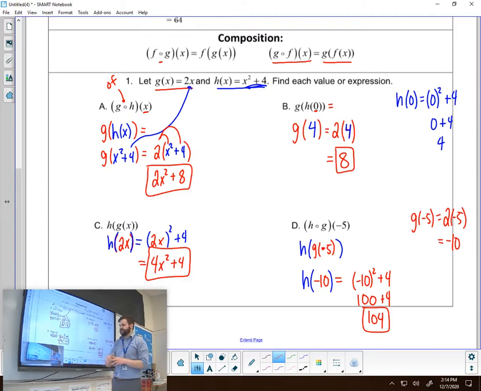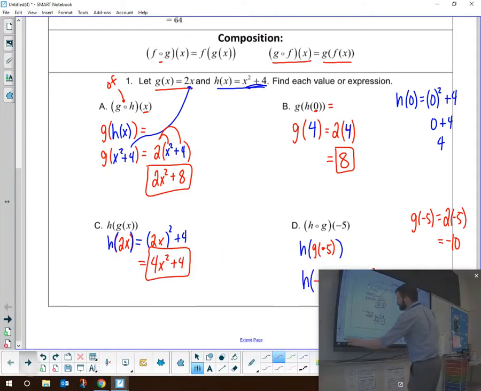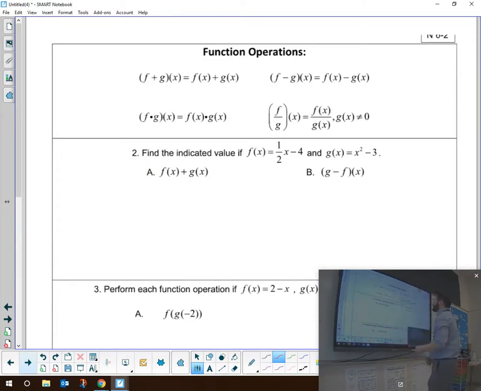So, real simple. All we're doing is breaking it down piece by piece, rewriting it in a kind of nesting doll situation. Okay? All right. Let's go ahead and move to our second page.